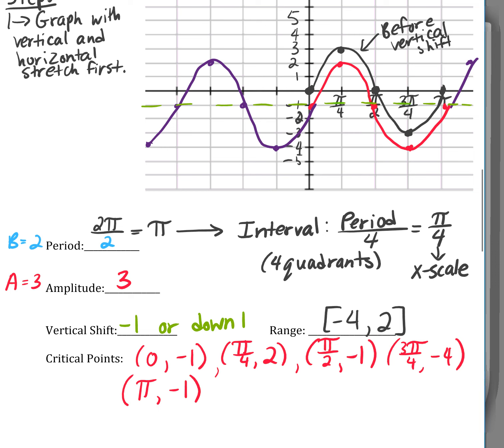We're going to end this first video here and do a short video for the second graph example.